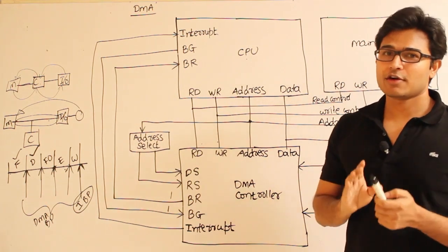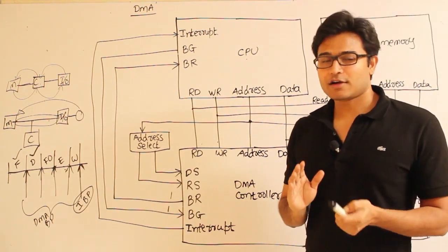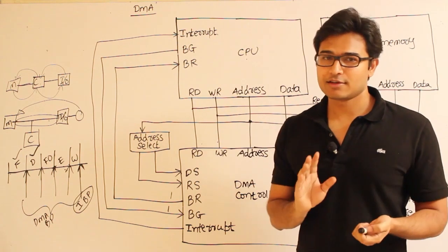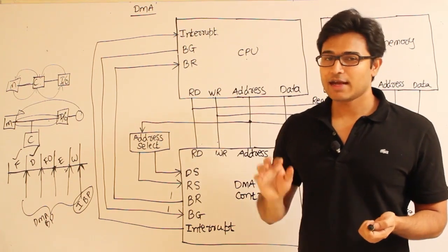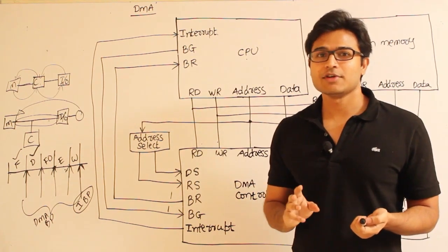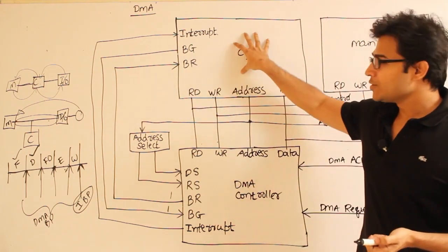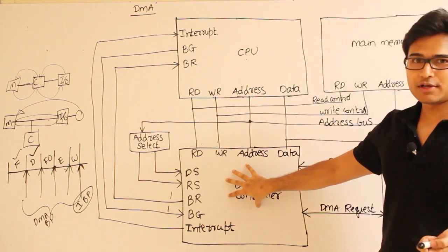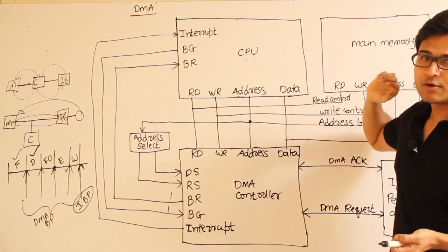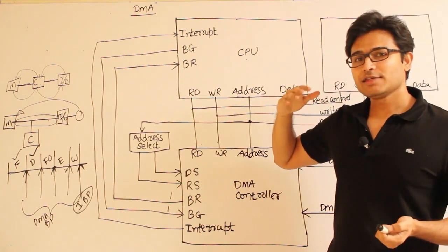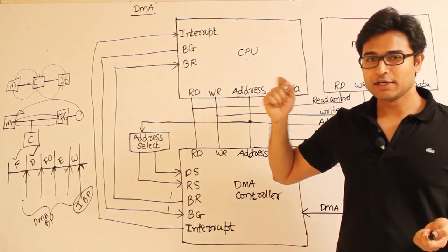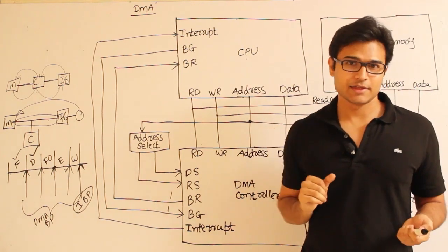Now we are going to have control lines, and if you see the control lines, in this case they are only read and write control lines. These control lines are shared between three parts: the CPU, the DMA controller, and the main memory. Now what is the meaning of these two lines will depend on what is currently happening there.